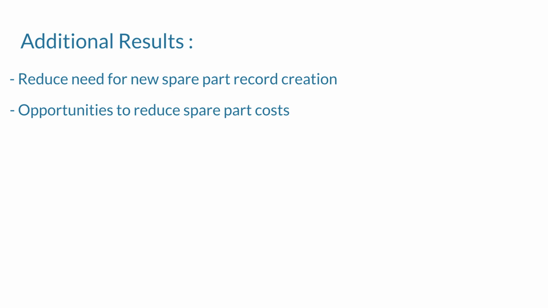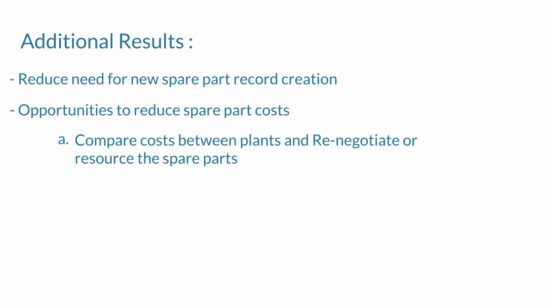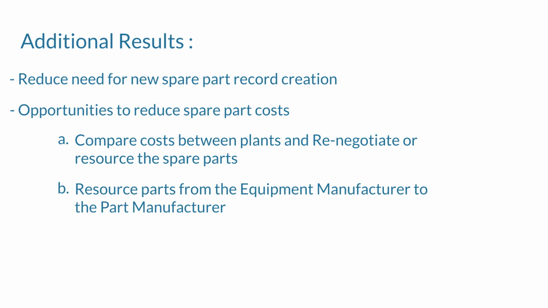You now have the ability to easily compare the cost of a part in plant A to plant B nearby, and then to renegotiate prices or resource the part. But you can also resource the part from the original equipment manufacturer to the original part manufacturer. Let's say a lot of equipment or machines are using Siemens controls. Instead of buying all those parts from the individual OEMs, you can buy them directly from Siemens or a local distributor of Siemens parts.